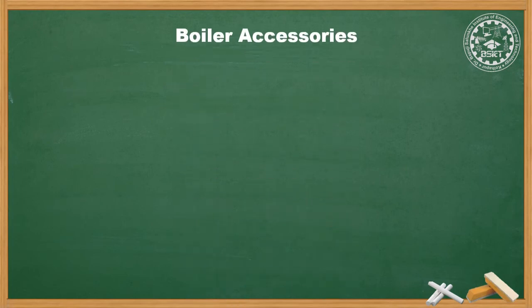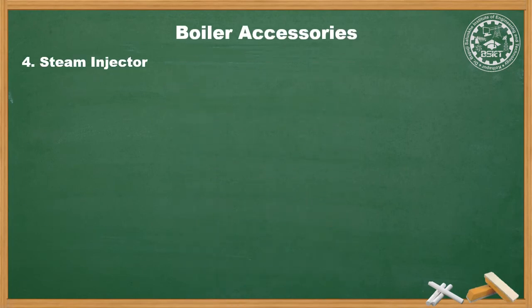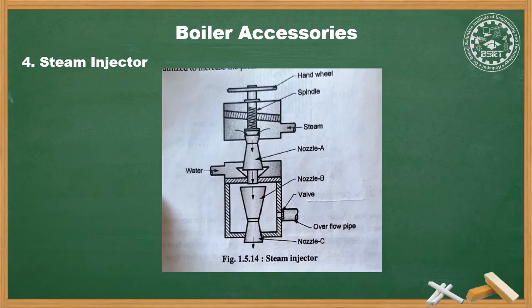The next accessory is the steam injector. An injector, as the name implies, is a device used to supply feed water to the boiler by steam pressure. The steam from the top enters the steam chamber whose outlet is in the shape of a convergent nozzle, that is, in a V shape. Here the kinetic energy of steam is used to increase the pressure and velocity of the feed water. The steam injector, as shown in the figure below, is used to supply water against high pressure steam.